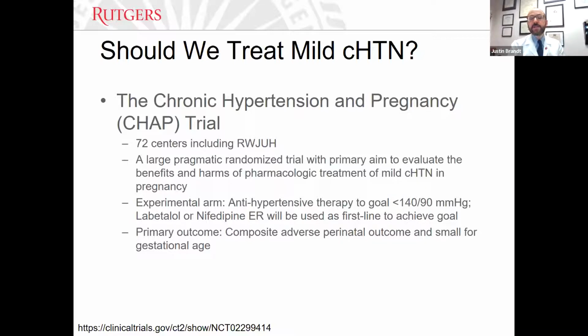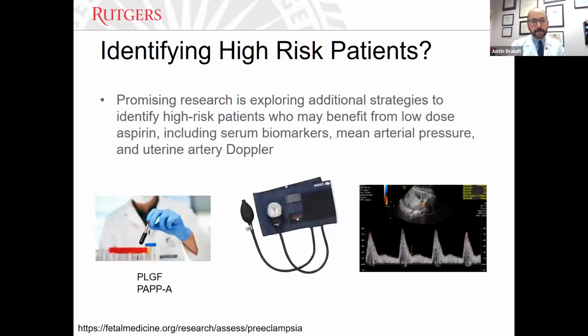And this study recently finished recruitment and is being analyzed, and the paper's being written, and I'm hopeful that it's going to provide insight so that maybe this will be an approach that will allow us to be more aggressive about treatment of chronic hypertension in pregnancy, and maybe reduce some of the risks that come with this disease. There are other things that we also need to do.